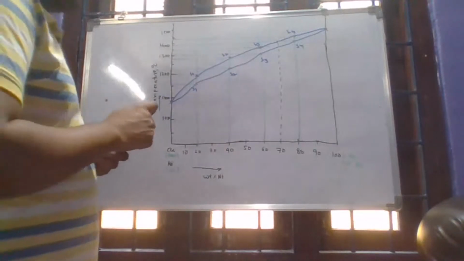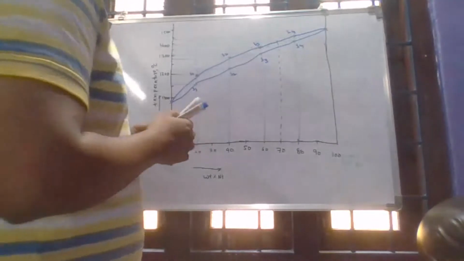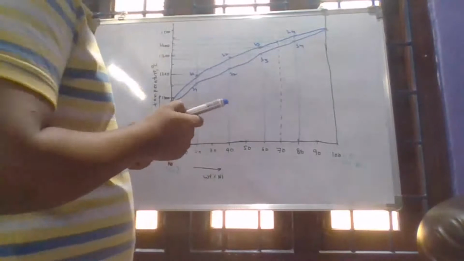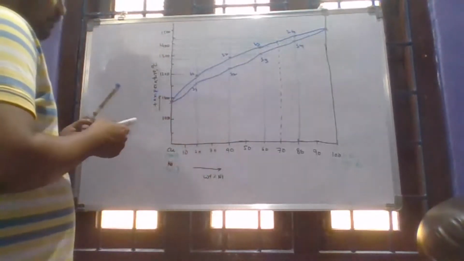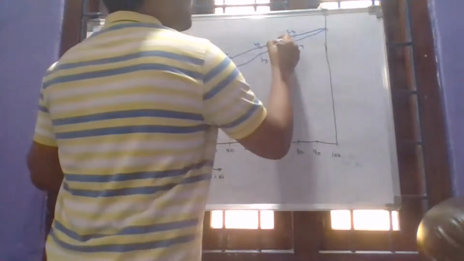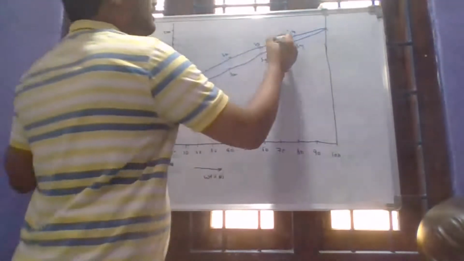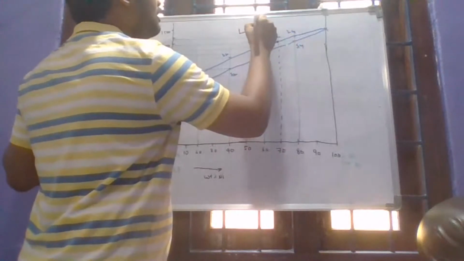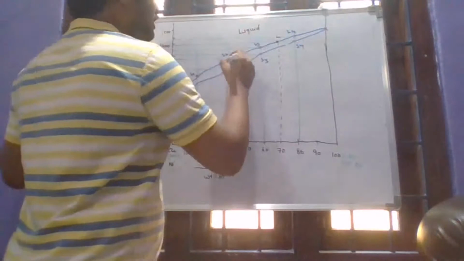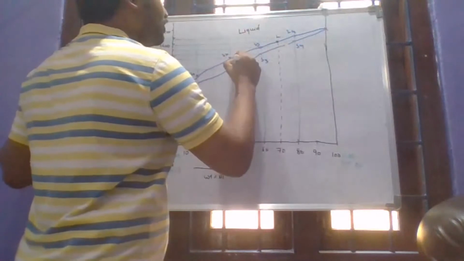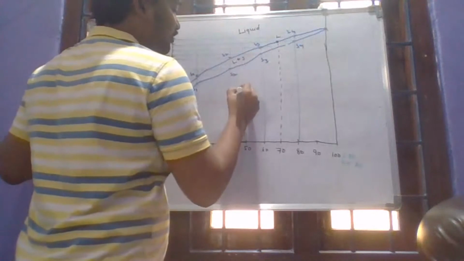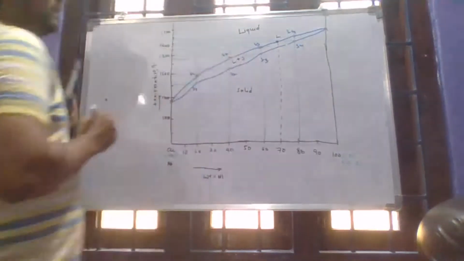At the 70% nickel, what do we have to find out? What is the composition of the first solid crystallizing out from the liquid? For that, the point where it meets the liquidus line, I am calling L1. Till this point, it is completely in the liquid state. Between the liquidus line and solidus line, it will be in the liquid plus solid state, and below the solidus line it will be completely in the solid state.